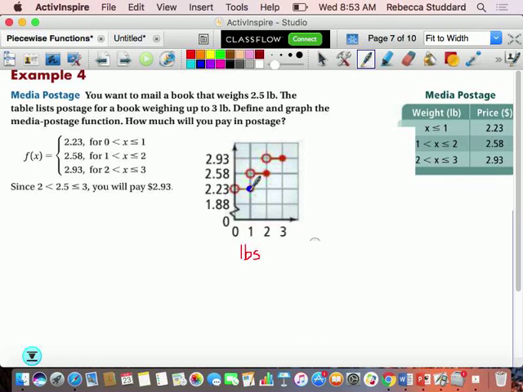Now, immediately, at 1 pound and 1 little bitty nano ounce, you're going to be up here at $2.58. So that little closed-in circle means it's equal to $2.23 at 1 pound, but the next little thing over 1 pound is going to be $2.58. So there's a hole at 1 pound for $2.58, but the next thing over that. Okay? That's also an example of the greatest integer function.